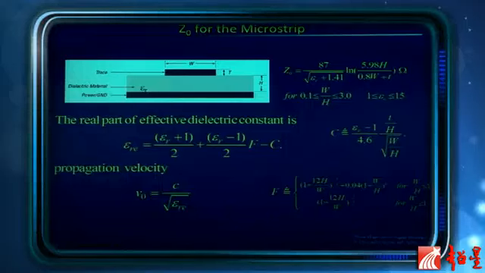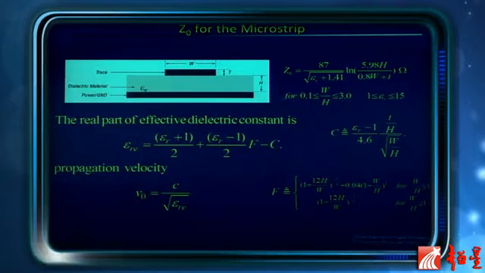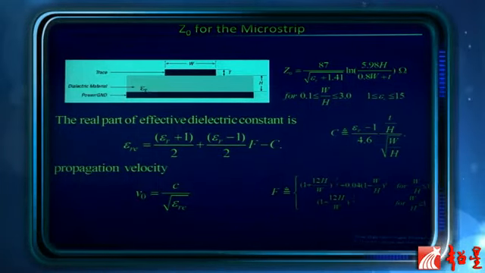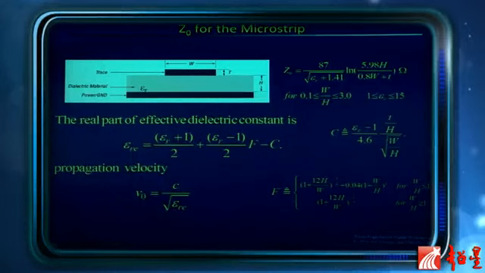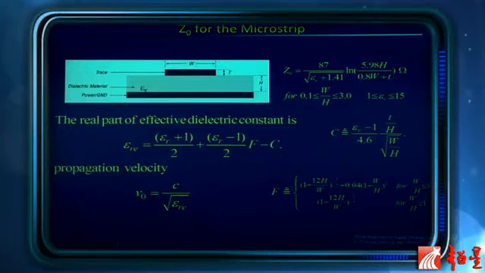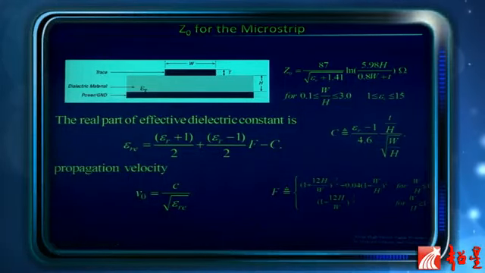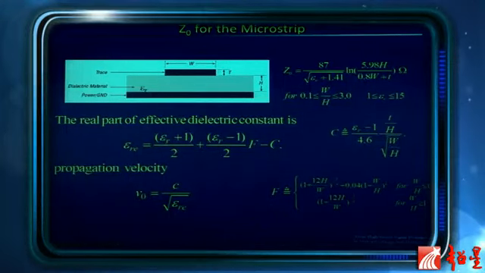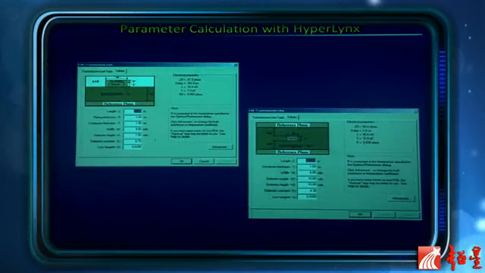And of course, there are some empirical formulas or approximations. I just list them here for completeness. Way before we could do software simulation, some of these formulas were pretty useful. Nowadays, we don't really need to use these formulas anymore. We can just start a computer software and get all the parameters.